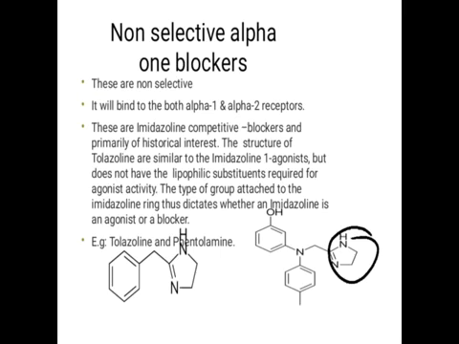So these are the drugs which have the imidazole ring, and they are antagonists. Why are they antagonists? Because they have a similar kind of structure, but they have less lipophilicity, so it is difficult for them to produce the activity. Hence they bind to the receptor, but they do not show a similar kind of effect. That is called an alpha 1 blocker as well as an alpha 2 blocker.